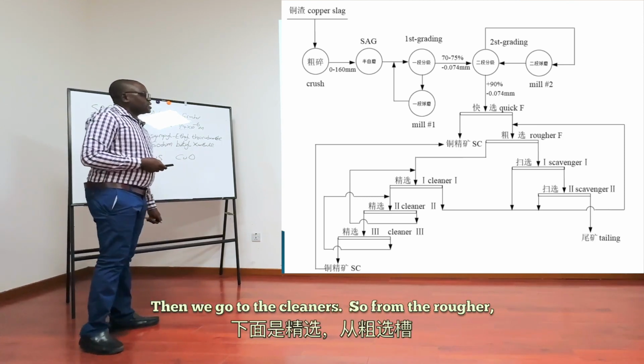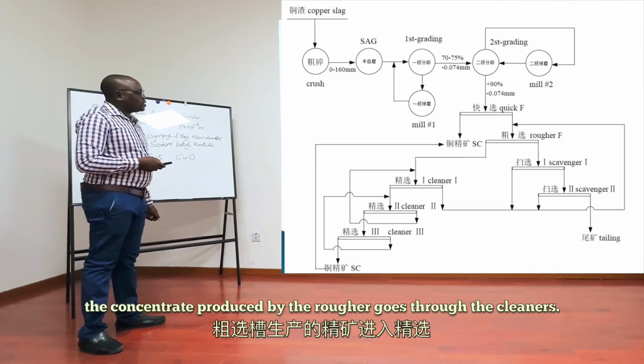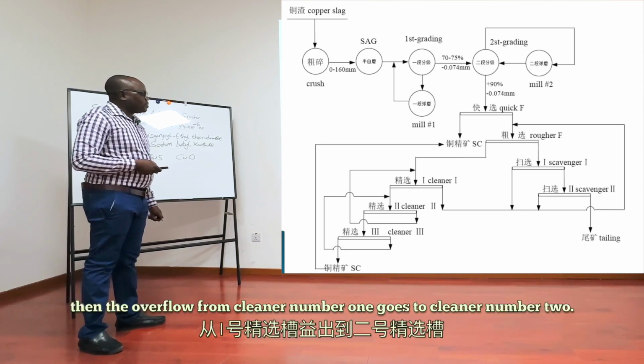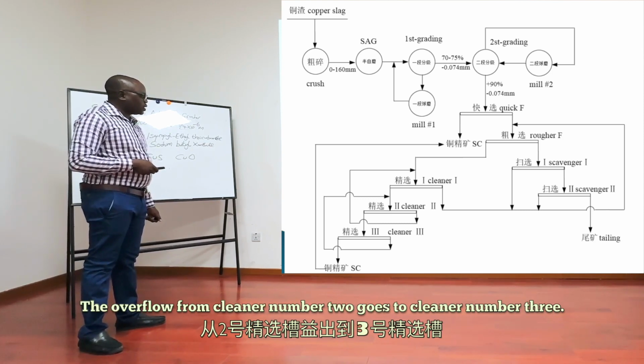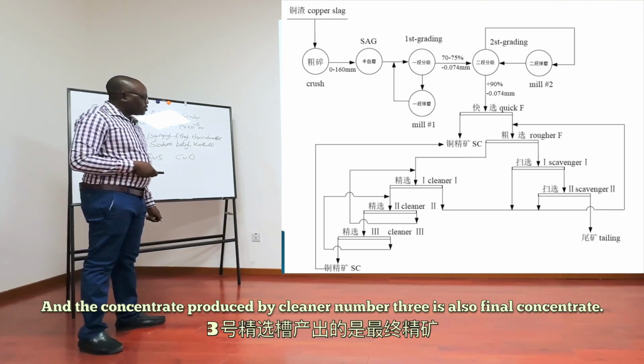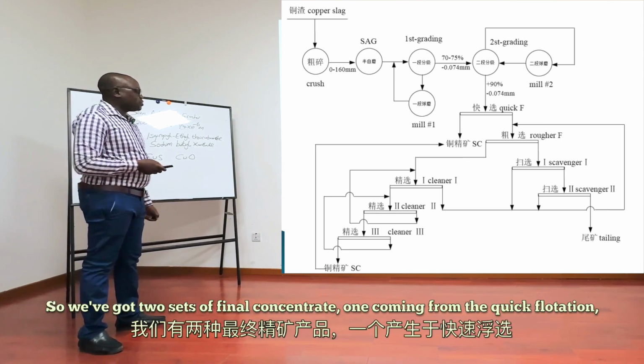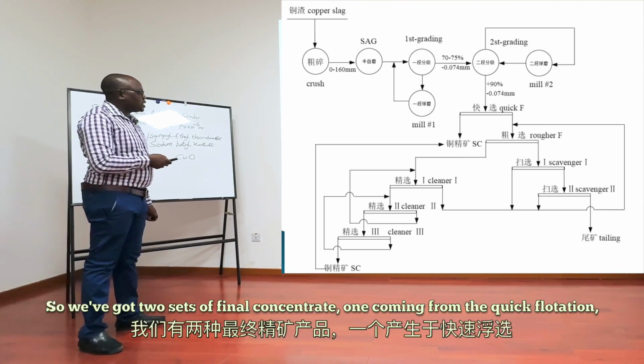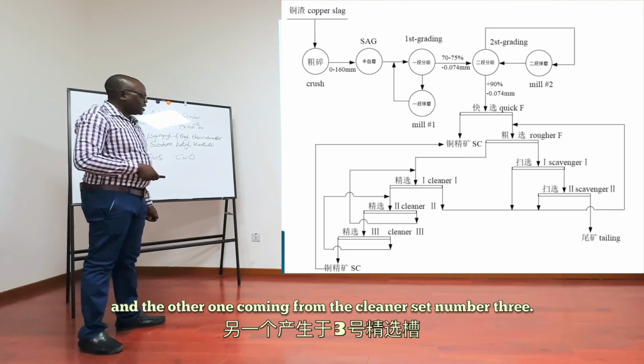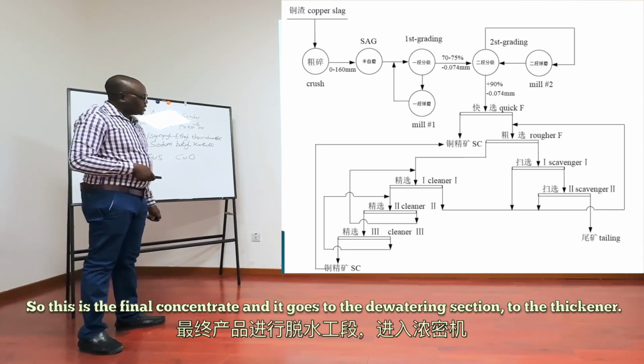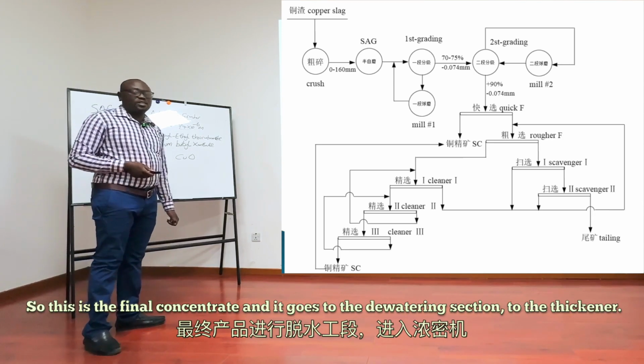Then we go to the cleaners. The concentrate produced by the roughers goes through the cleaners. So we've got cleaner number 1, then the overflow from cleaner number 1 goes to cleaner number 2. The overflow from cleaner number 2 goes to cleaner number 3, and the concentrate produced by cleaner number 3 is also final concentrate. So we've got 2 sets of final concentrate, one coming from the quick flotation and the other coming from cleaner set number 3. This final concentrate goes to the dewatering section, to the thickener.